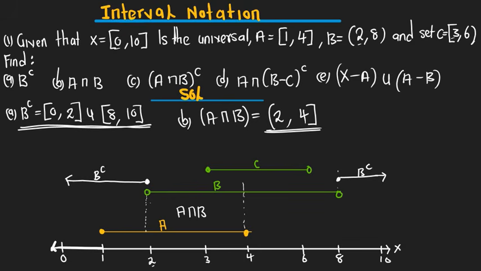Guys, let's go to C. I want you to pay extra attention here at C. There at C, they are saying A intersection B complement. Now, you've seen this point where the two are meeting.